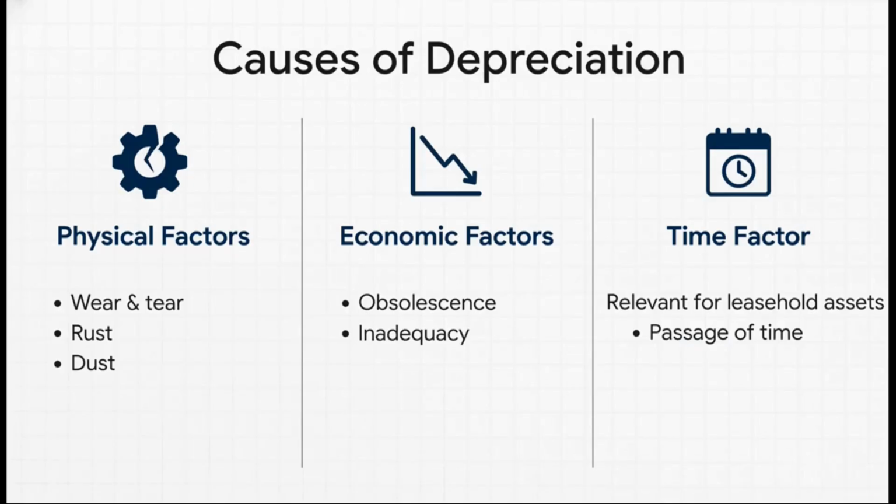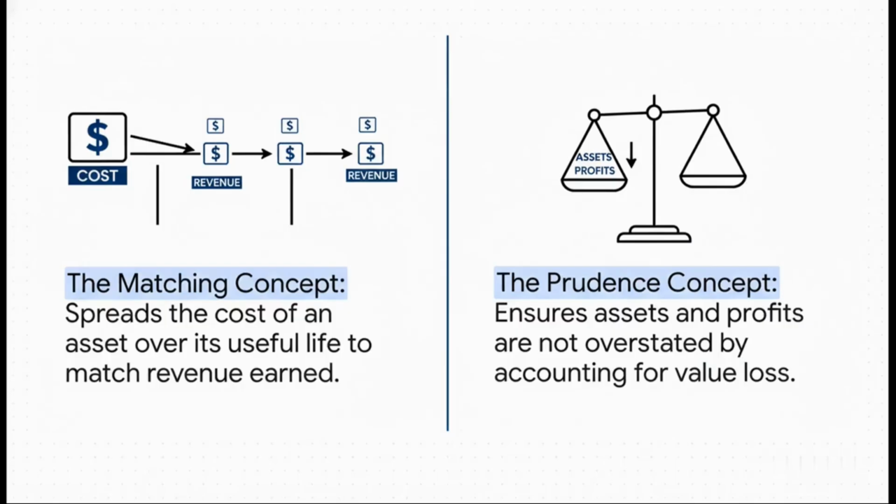So what actually makes an asset lose value? Well, it really boils down to three main culprits. First, you've got the physical stuff, just plain old wear and tear from using it, maybe a bit of rust and dust. Second, there are economic factors. Maybe it becomes obsolete because a newer, better technology comes out, or it becomes inadequate. It just can't keep up with your business's growth. And finally, you've got time itself, which is a big one for assets like a lease on a building, which just runs out eventually.